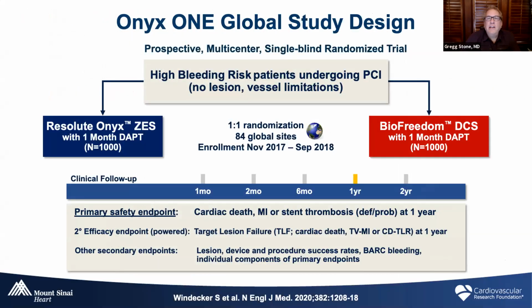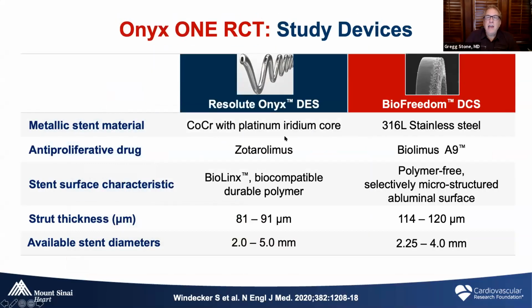And then finally, we have the Onyx 1 global randomized trial. And this was interesting because this wasn't a trial of 1 month DAPT versus 12 months DAPT. This was a trial that said, based on the Leaders Free study, the BioFreedom drug-coated stent, the polymer-free device, established itself as the standard of care for 1 month of DAPT. And so I had the honor to be the study chair of this trial, and we randomized the Resolute Onyx zotarolimus-eluting stent with 1 month of DAPT compared to the BioFreedom drug-coated stent in 1 month of DAPT in about 2,000 patients with high bleeding risk characteristics. And here are the two devices.